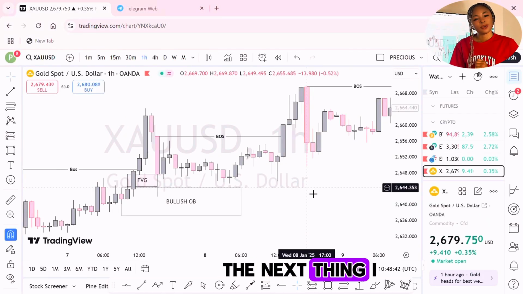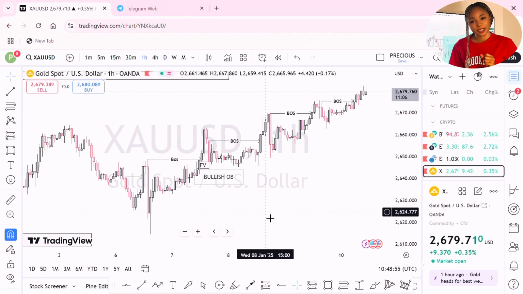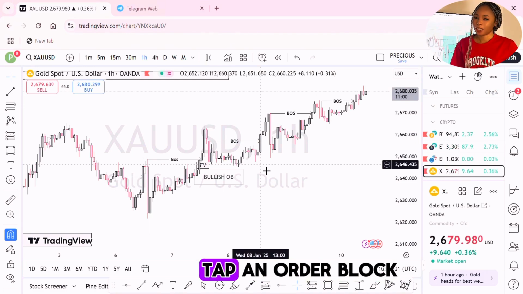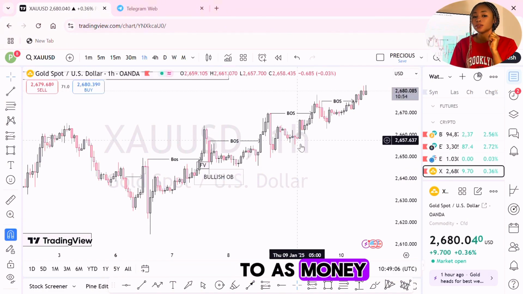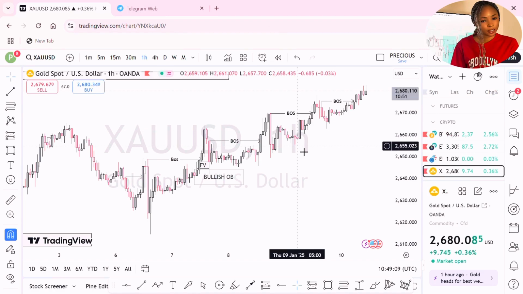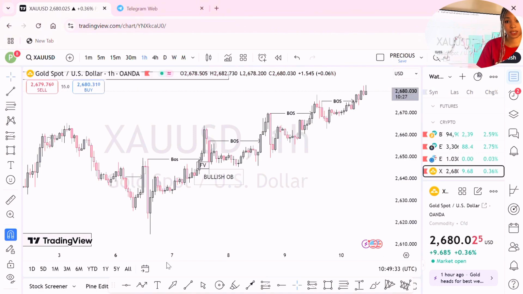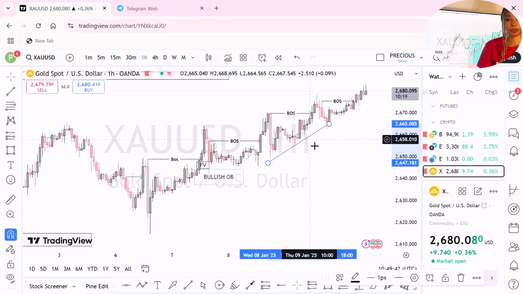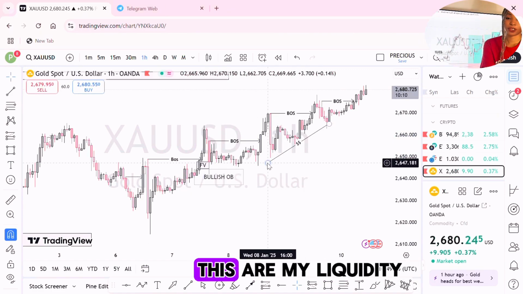The next thing I do is to identify my liquidity. So my liquidity is on where price failed to tap an order block. Liquidity is also referred to as money because these are my liquidity. This is my liquidity. I'm going to take my trade tool and then mark it out, labeling it with money. So these are my liquidity.